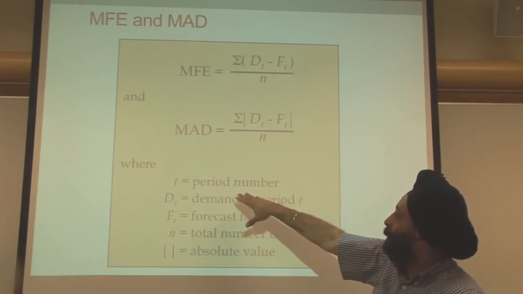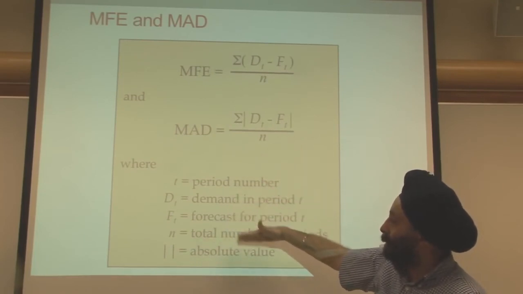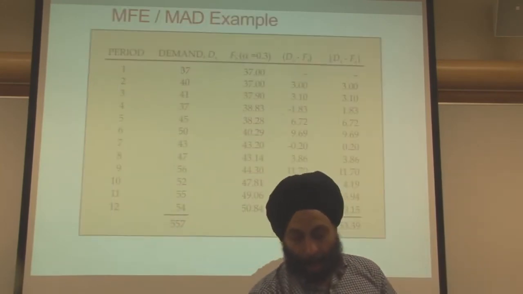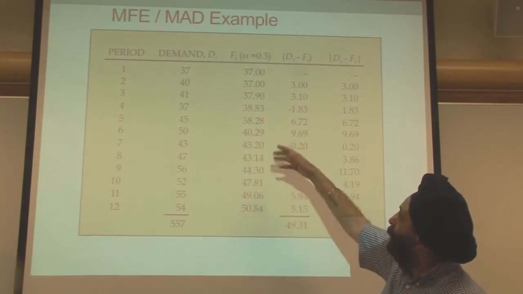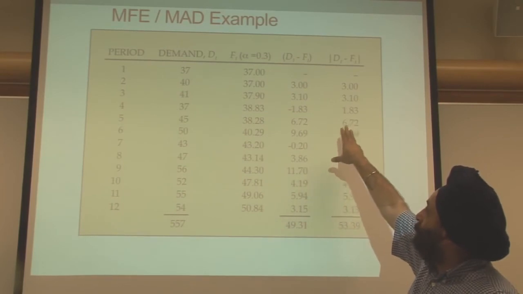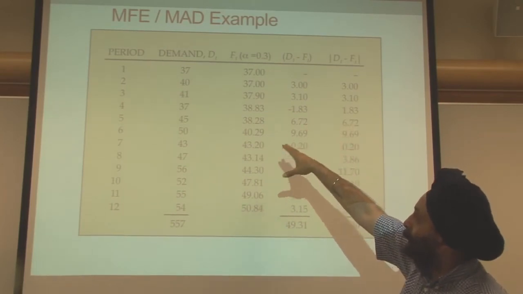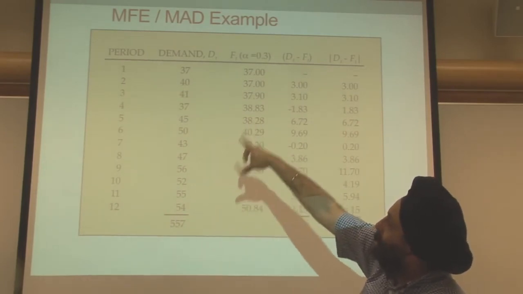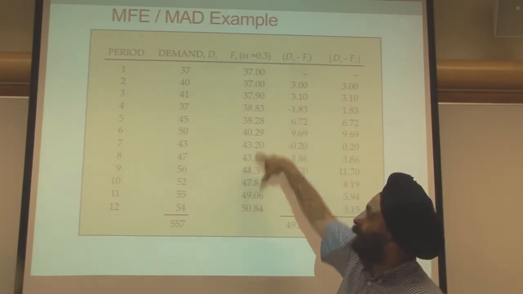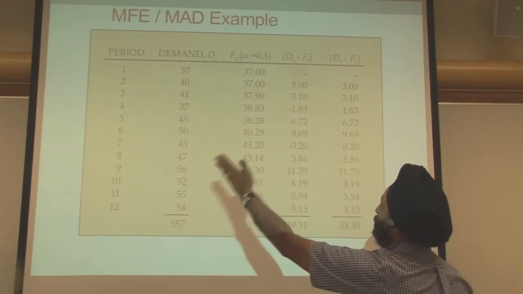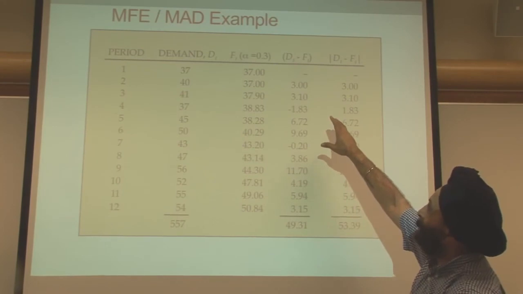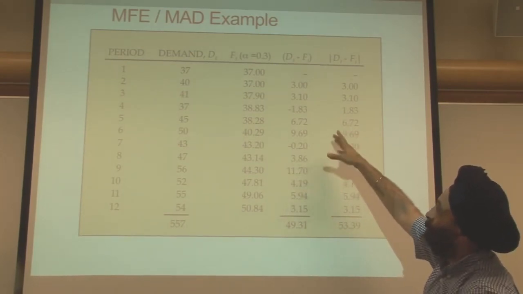In that case, t is the period number, dt and ft are given to you, and the vertical lines are the absolute value. So here, in this particular case, you can see how these numbers are calculated. So MFE and MAD calculations. You can see for each period, they're given the demand, and for exponential smoothing of alpha of 0.3, you can calculate the forecasts, and one can easily calculate the error, the deviation of the forecast from the demand.